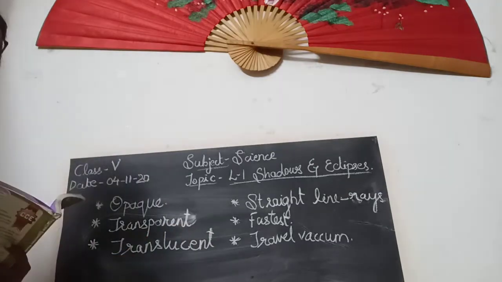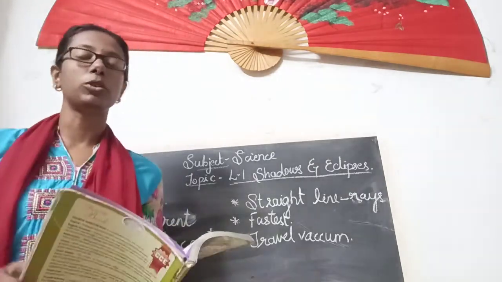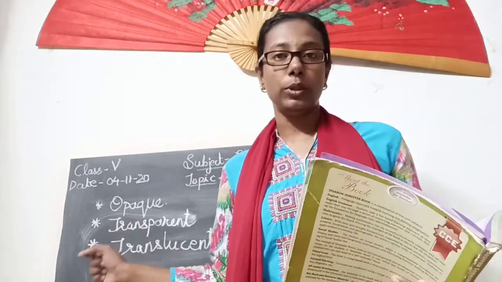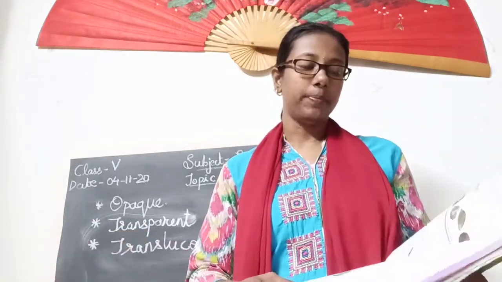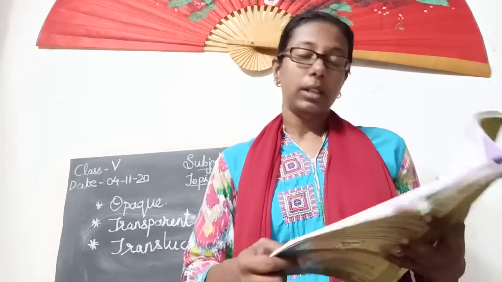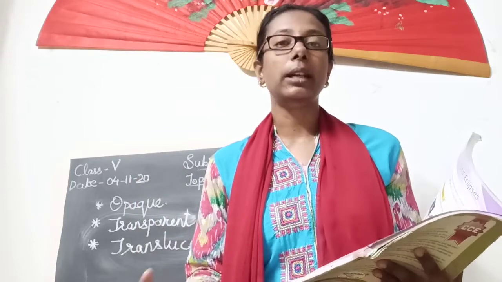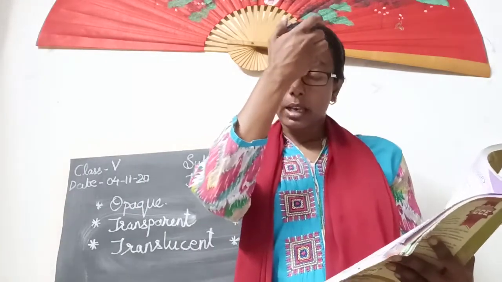So these objects allow only a little amount of light to pass through them. Such objects are called translucent. Now, the examples for these are some dark colored glass or plastics. Okay, so what happens? Thin paper.